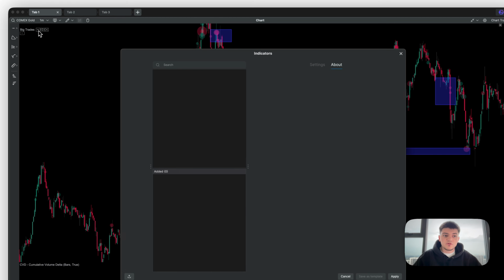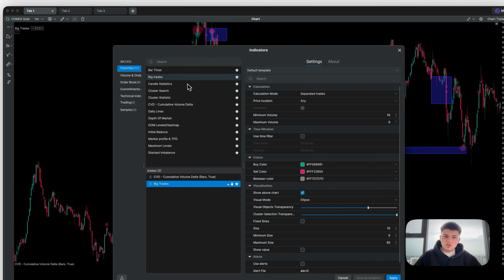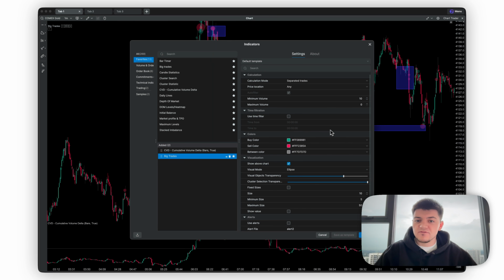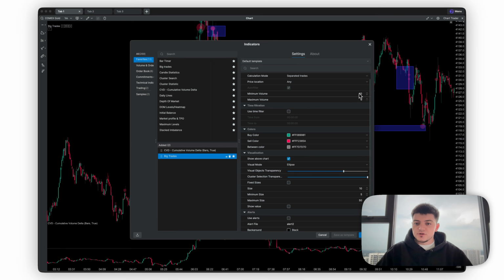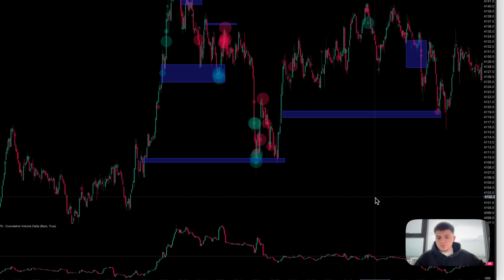I could pretty much go over really quick how to get this. So you just want to go into the settings and then have all these set up. Okay, so this is what it's going to look like. Separated trades, depending on what asset you're trading. So this was actually on gold, but you could use this obviously on like NQ, ES, 6E, whatever it is really. And you could just change the minimum volume value and it will be a little bit easier, okay? Because there's different volume for different assets, right?